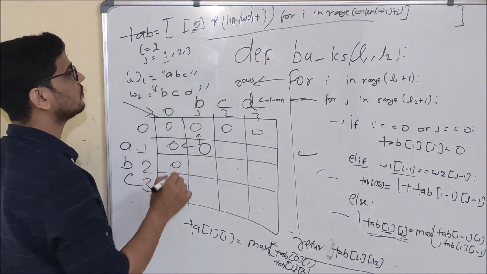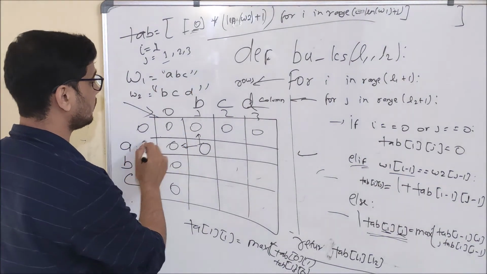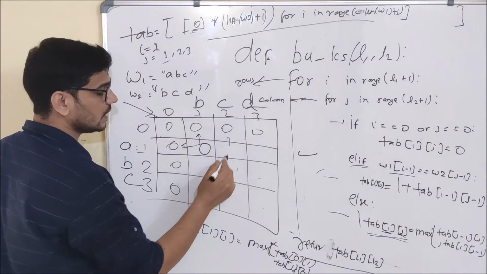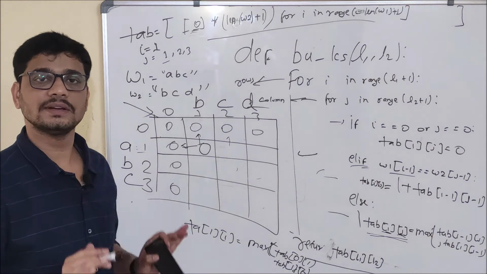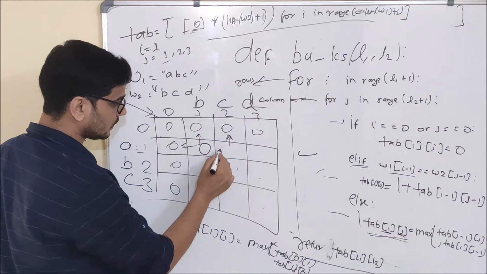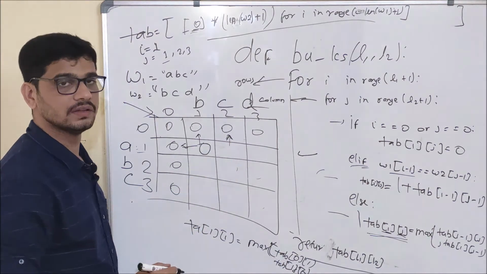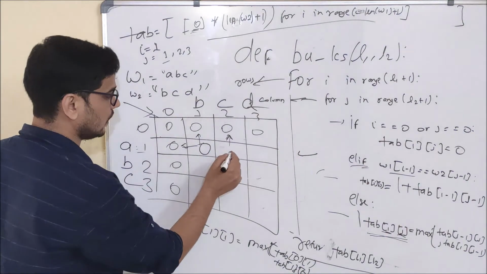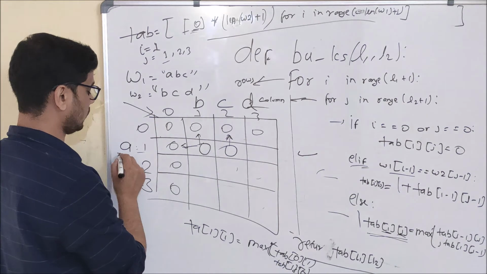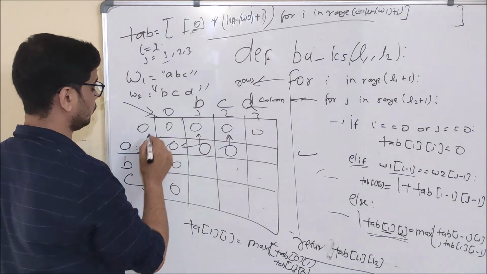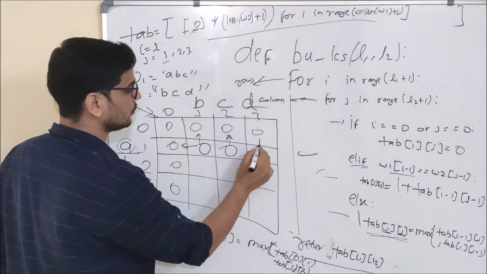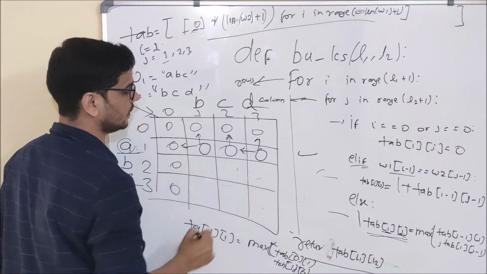Now let's take i equal to 1 and j equal to 2. Here we have A, here we have C, so it is not equal. Basically, if the characters are not matching, we are taking the max. If you see the table context, we are picking the max between the left value and the up value. So what is the max? 0. Now come to i equal to 1, j equal to 3. Here the characters are not matching, so again we pick the max between these two values and it will be 0.